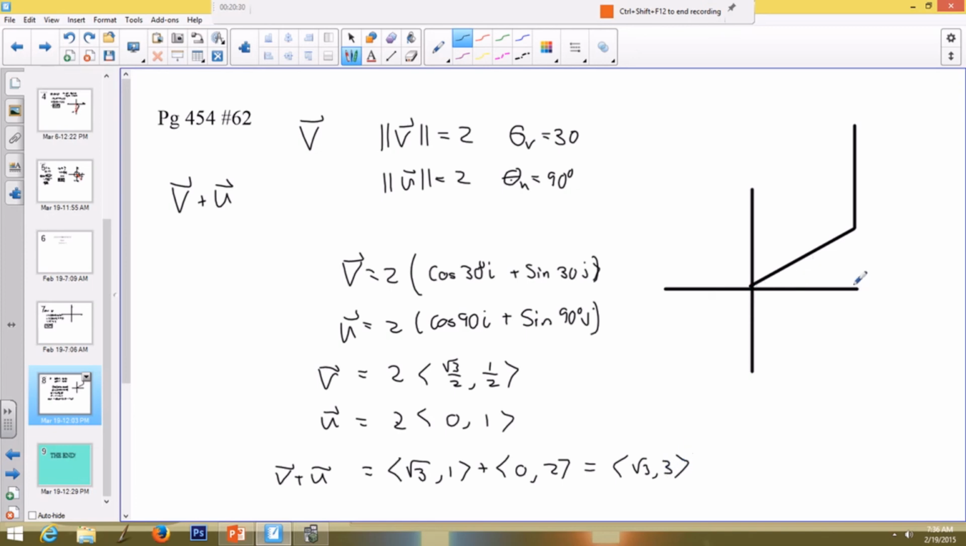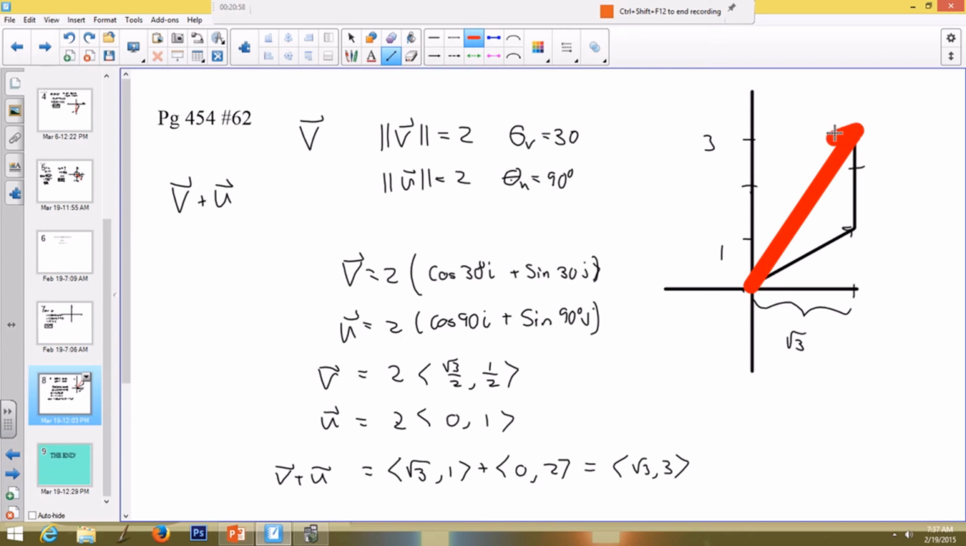And you can see that if I go out this distance, which would be square root of 3, and then this is going to be 1, and then I've got another vector that's 2 units long, so 1, 2, 3. My resultant vector, this one right here with a big arrow, is going to be (square root of 3, 3).